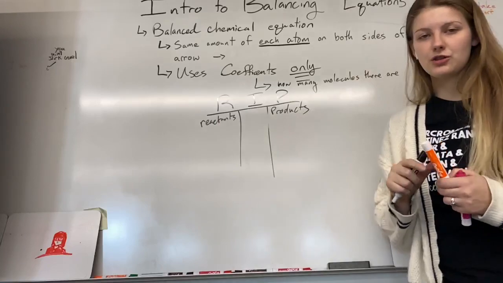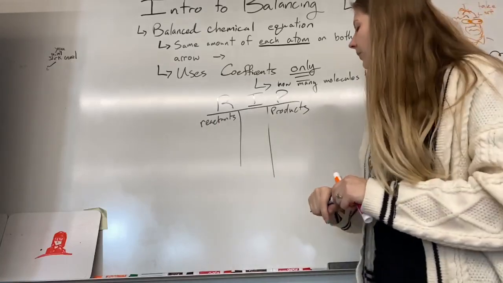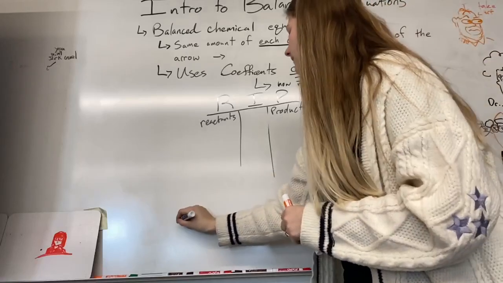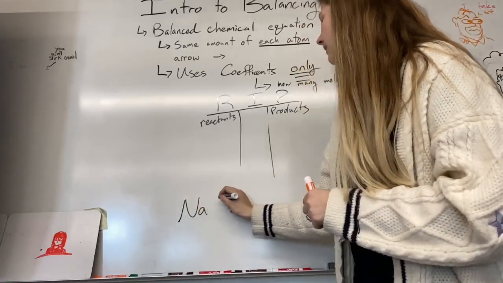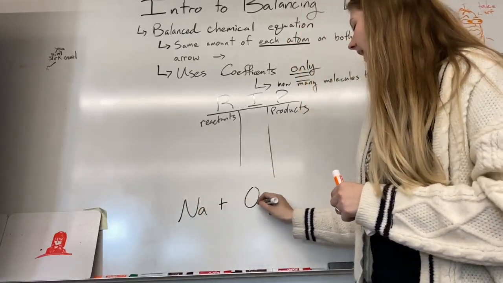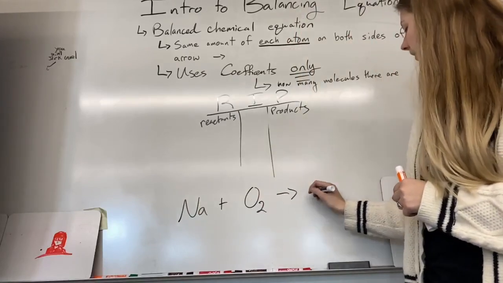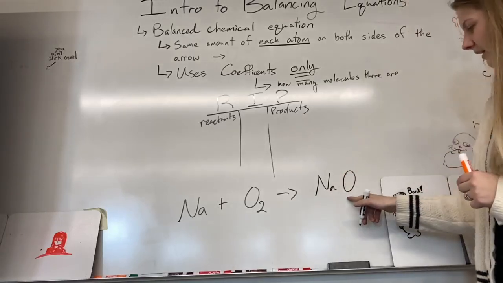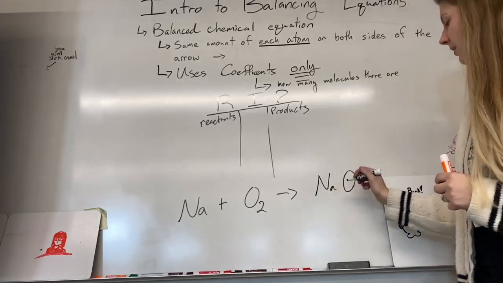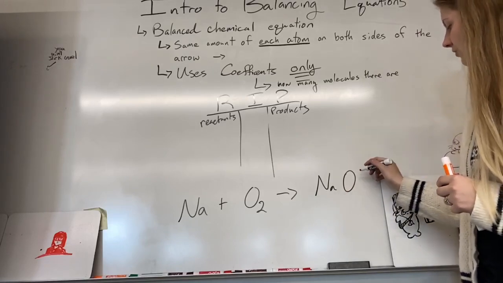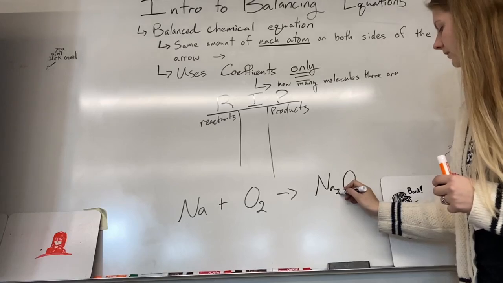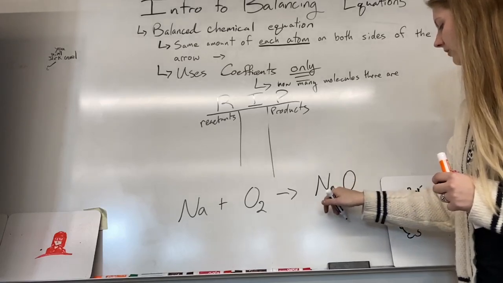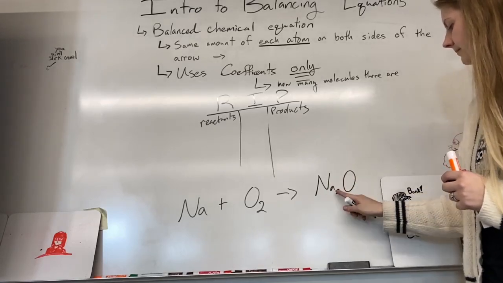a chemical equation. For example, let's go ahead and say I wanted to make sodium oxide. Sodium reacts with oxygen gas in the air to make sodium oxide. Now, the ionic formula for sodium oxide: oxygen has a charge of 2, sodium has a charge of 1, cross them over, we get Na2O1.